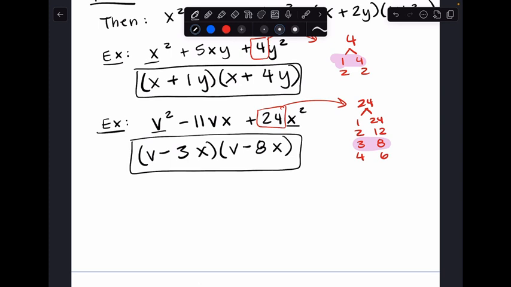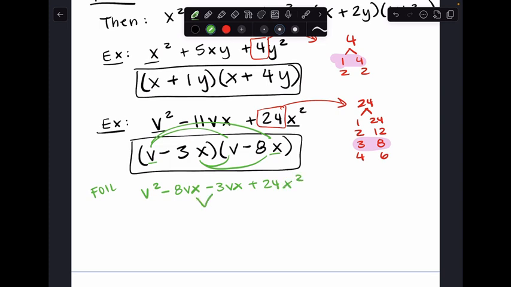Again, if you were to multiply this out just to check, so if I were to FOIL this, v times v gives you v squared. v times negative 8x. When you multiply this and this together, you just put them together. There is no adding any exponents because v and x are two different variables. You're just going to place them together. I would put them in alphabetical order, so v and x like this. Negative 3x times v, we got negative 3vx. And then the last one is negative 3x times negative 8, which is a positive 24x squared.